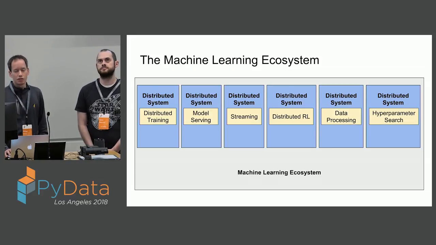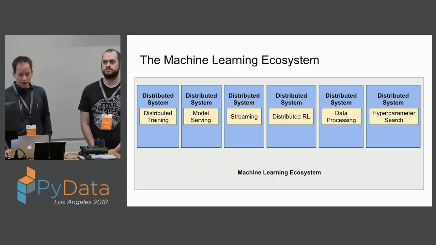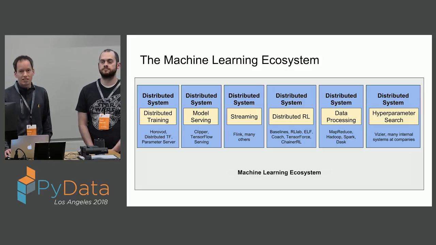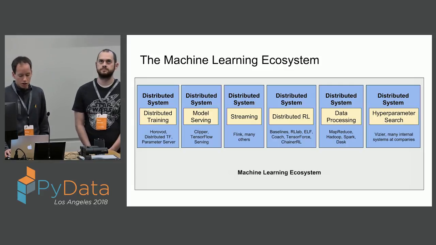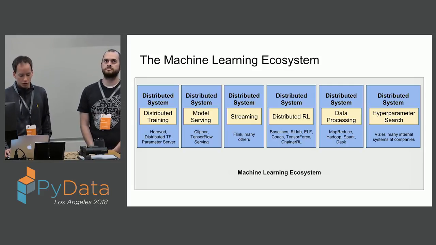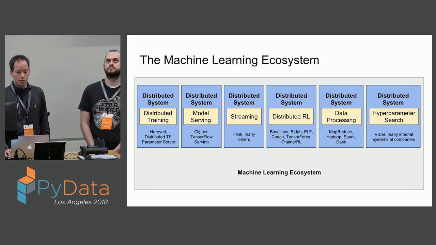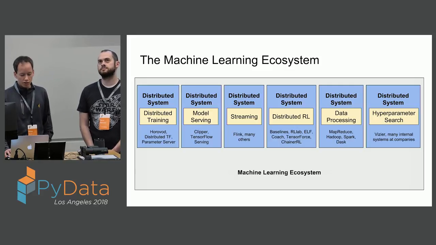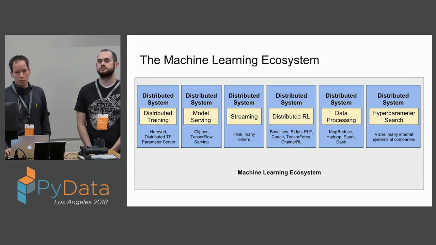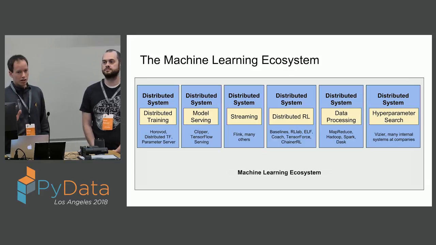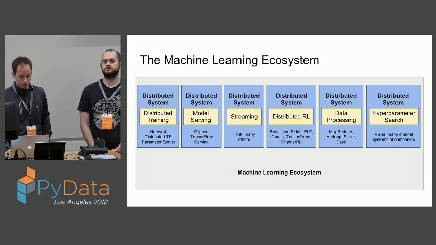So today, each of these systems is implemented as a standalone distributed system. Here are some examples of systems that people use. They may use, for example, Horovod for distributed training, and maybe Clipper or TensorFlow Serving for serving. And then they use things like PySpark or Dask for data processing. Each of these systems is specialized and very good at what it does, but this poses a serious challenge for applications that are cross-cutting, that need a lot of these different capabilities.